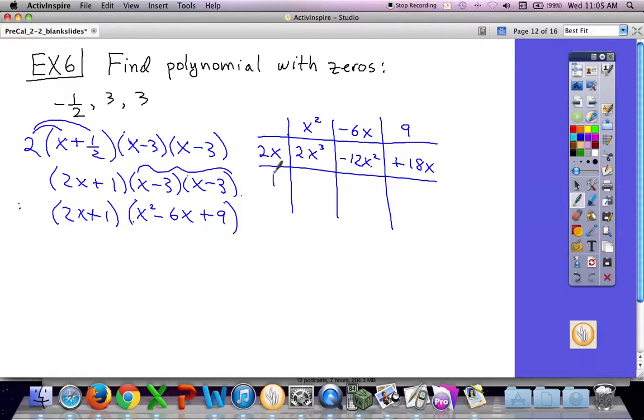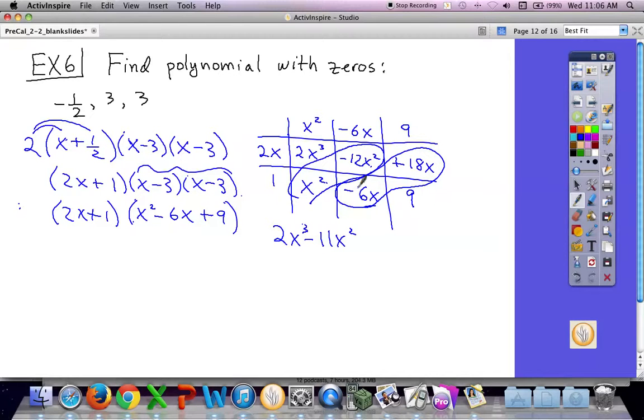Okay, 1 times x squared is x squared. 1 times negative 6x, and 1 times 9. Okay, now the like terms are usually on a diagonal, like this. So we just have to combine like terms, and then we're done. So that is 2x to the third, 1x squared minus 12x squared, minus 11x squared.